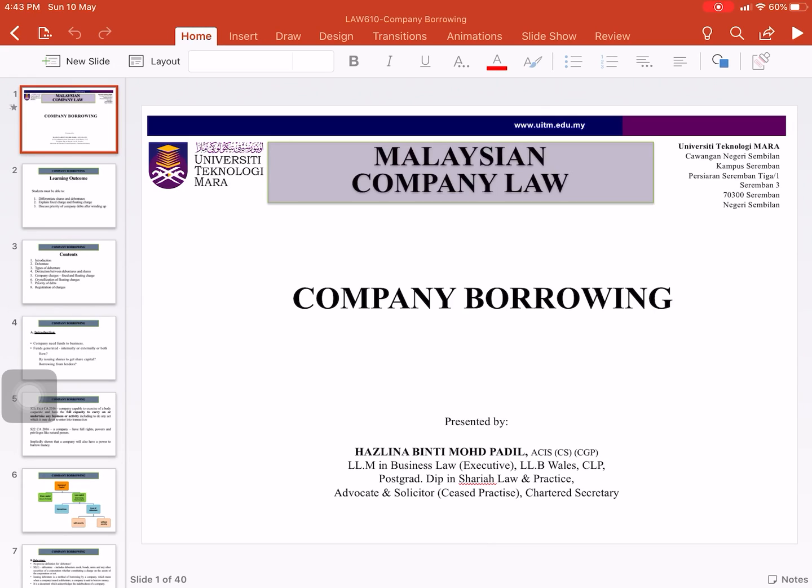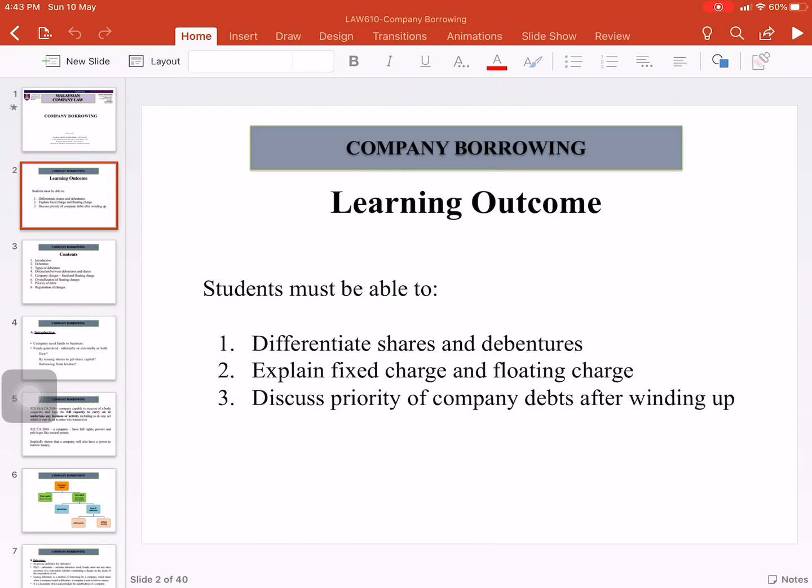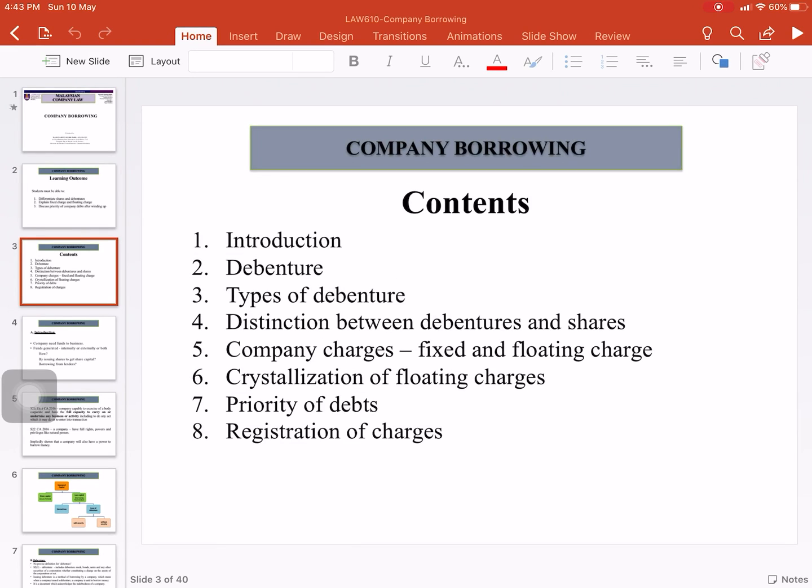So when we go into company borrowing, you must be able, after the class, to differentiate between shares and debentures, as well as to explain the fixed charge and floating charge, and to also discuss the priority of the company debts upon winding up. Okay. Now, these are the contents of our lecture for today.